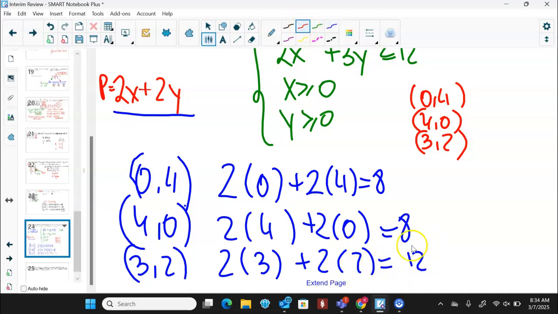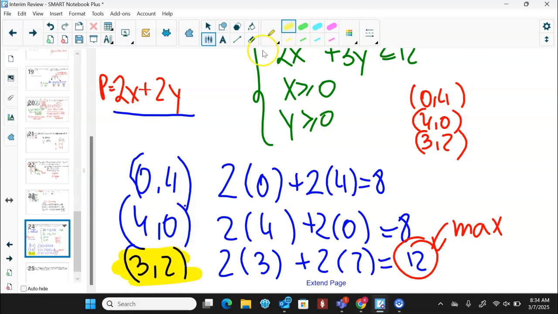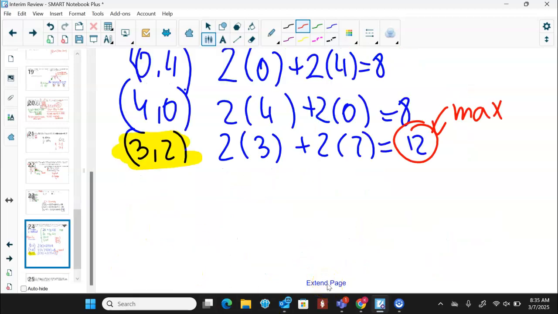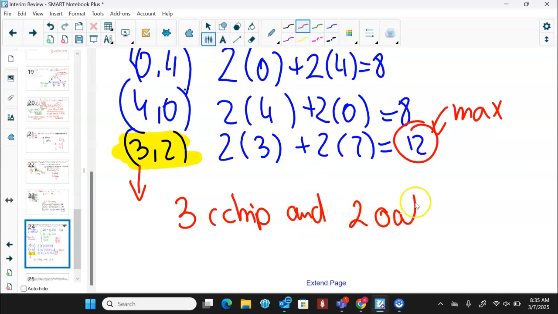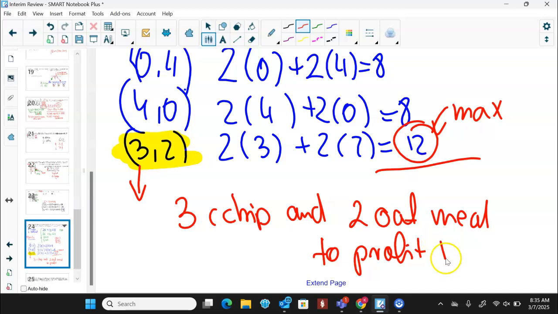So obviously, this is the best combination. This is your maximum. But what does that mean? That means as I'm looking at this point right here, and X stands for chocolate chip cookies, and Y stands for oatmeal cookies, what I am saying is that the most money I'm going to make is with a combination of 3 chocolate chip cookies and 2 oatmeal cookies, to make the profit of $12. That's what it's saying. Okay.